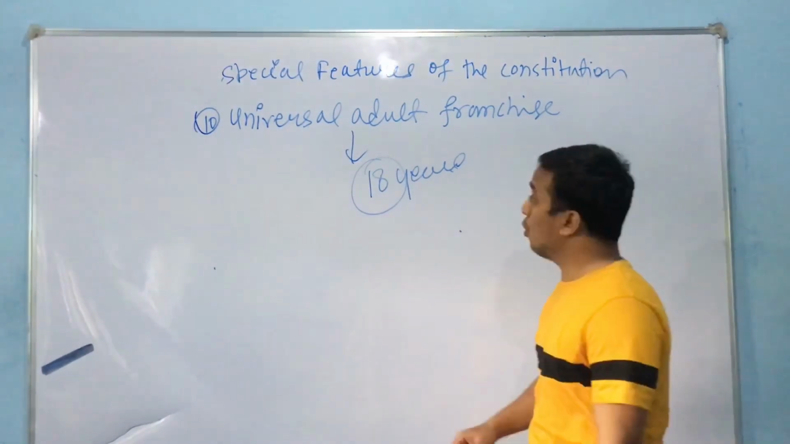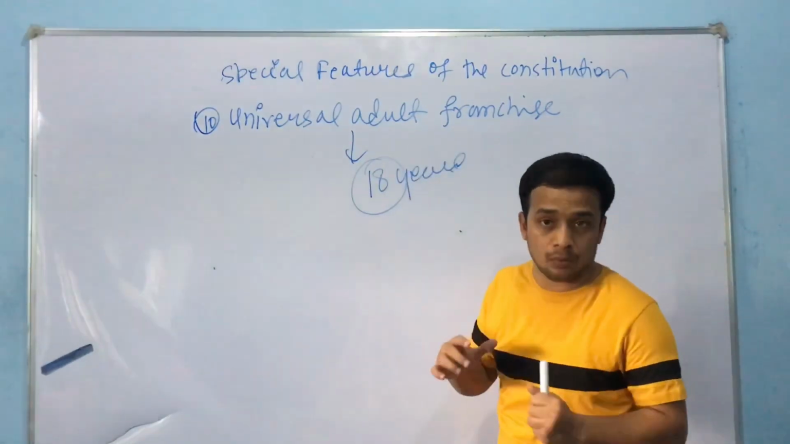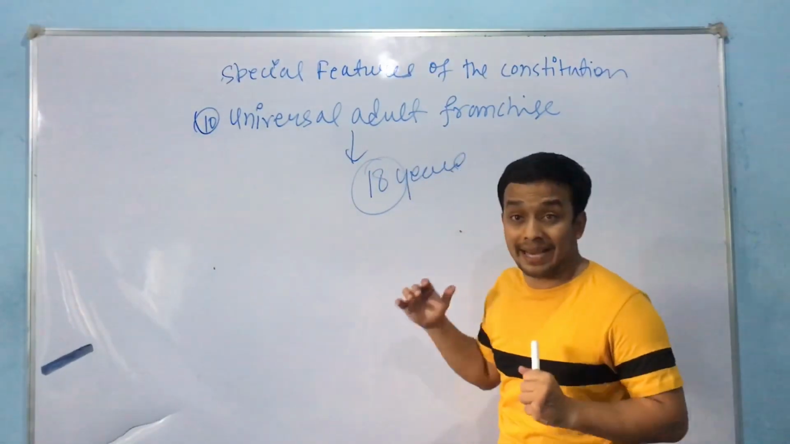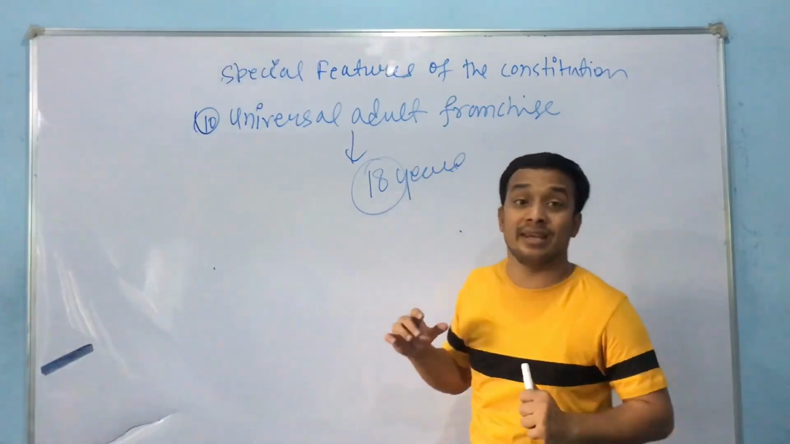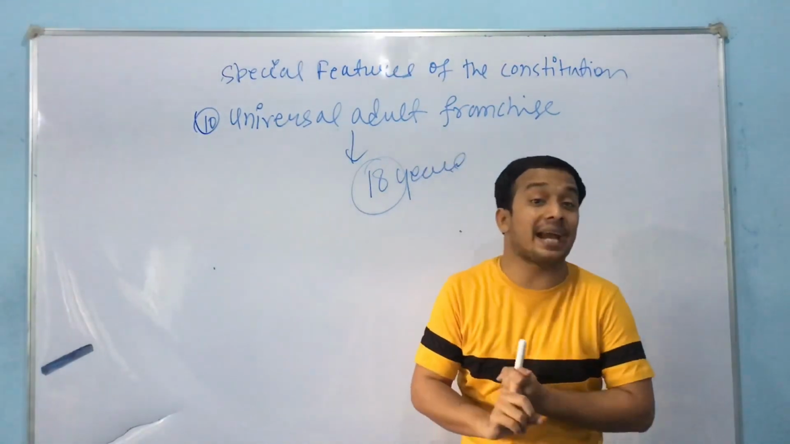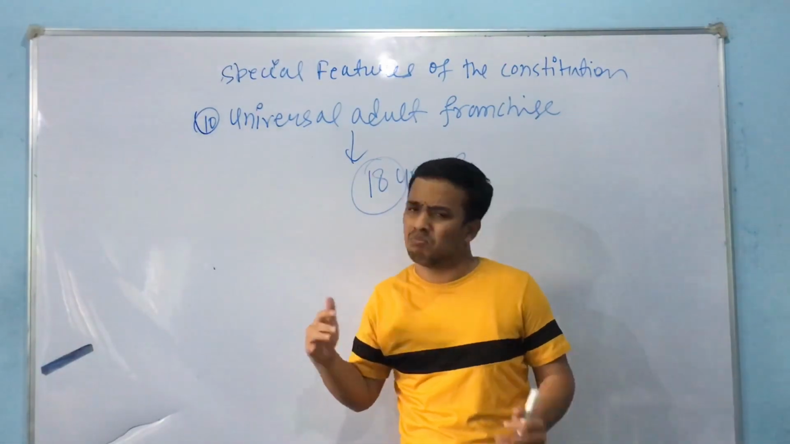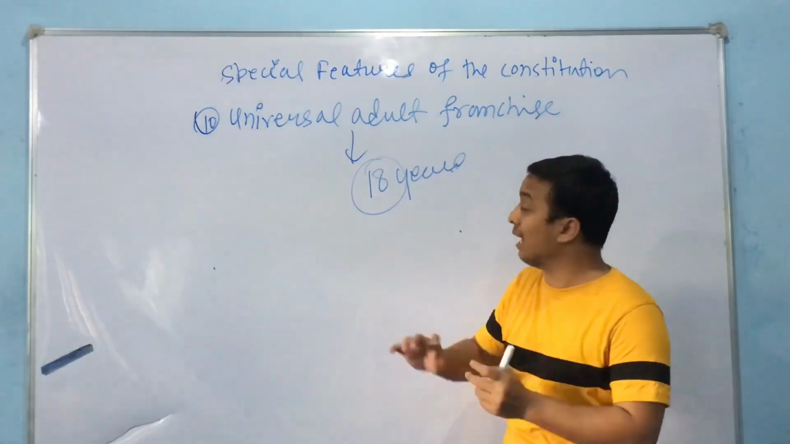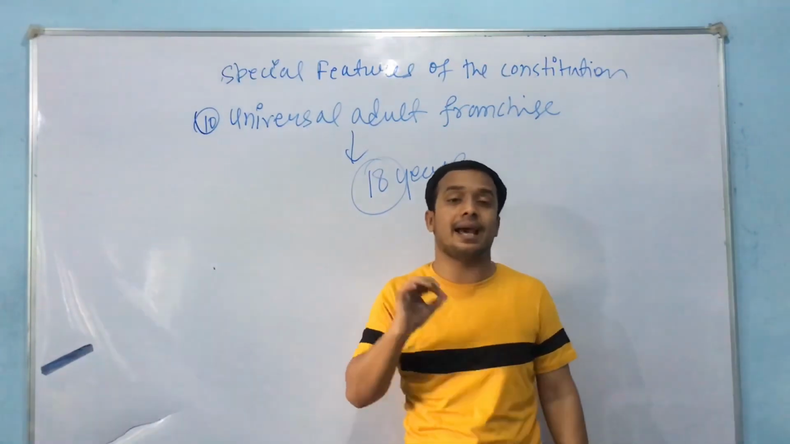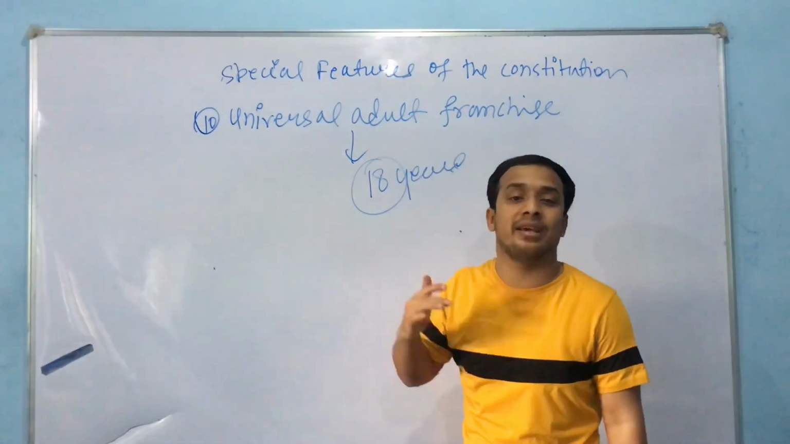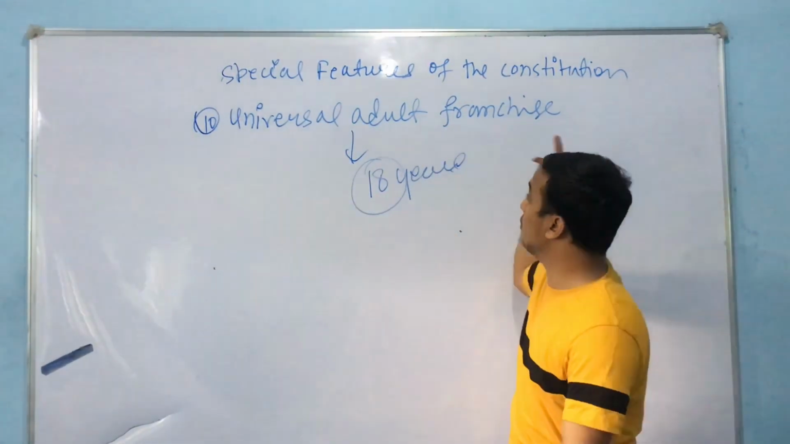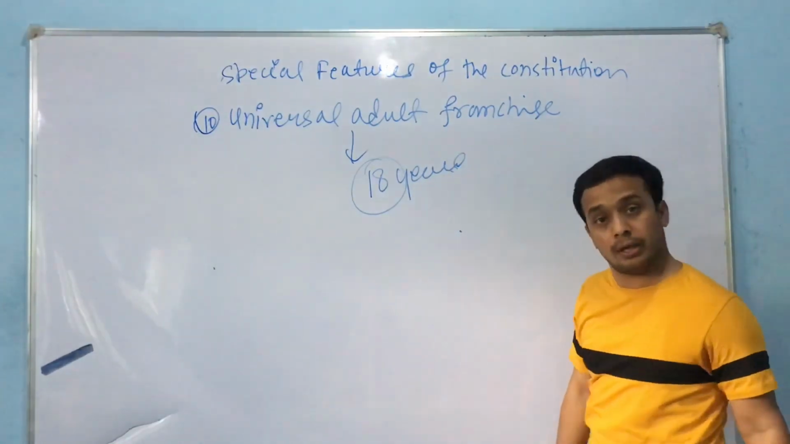Okay, so here you have to keep in mind that once you have completed 18 years of age, you have the right to vote irrespective of caste, creed, religion. Okay, this does not matter. If you have completed 18 years, that means you have the right to vote. That is called universal adult franchise.